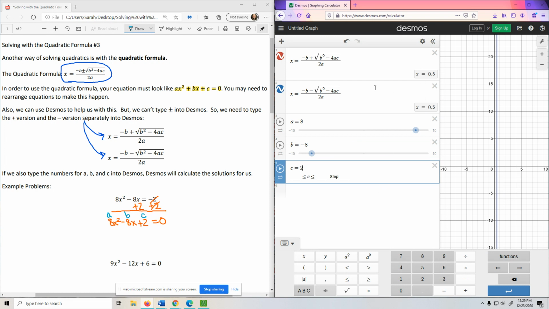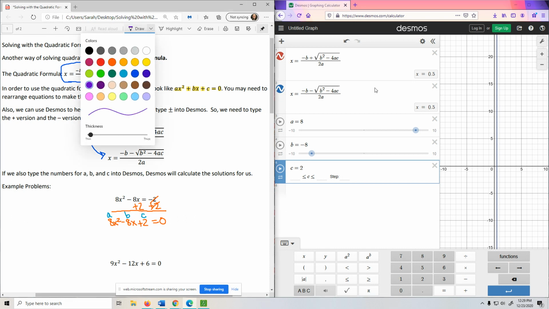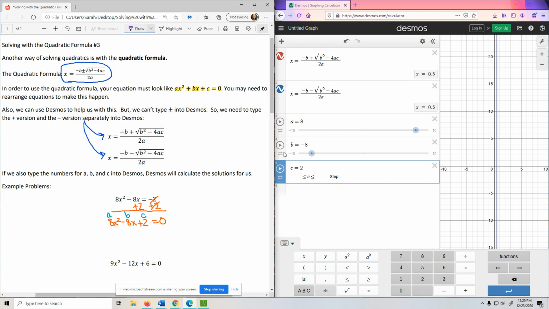Desmos will spit out the answers there for you, but notice this time, we haven't run into this so far with the quadratic formula. Both of your answers are the exact same number. So you only have one solution here technically, since both numbers are the same. We say that x equals 0.5. I don't need to write it twice because that would be redundant.